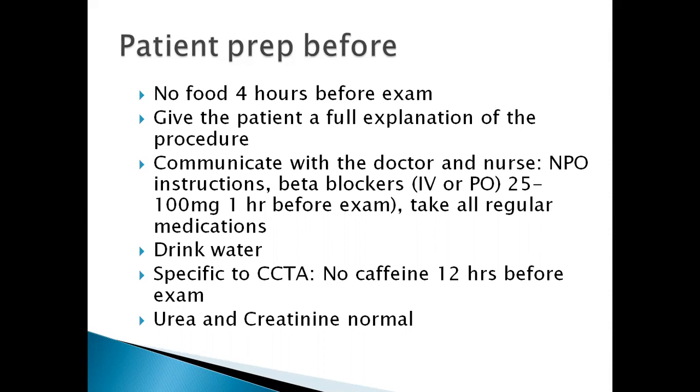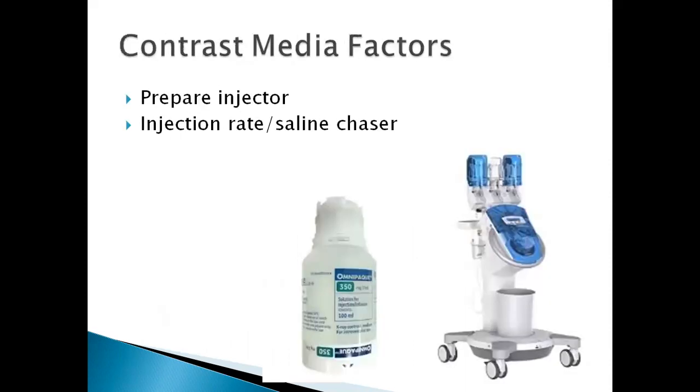And then you also want to find out about the urea and creatinine. Make sure that blood was taken and the urea and the creatinine is normal, and that you actually get a copy of that and you put it in the file also. So just hearing that it's normal is not enough. You have to make sure that it's in the file. And then the other thing that you have to make sure is prepared is the injector and contrast media factors. So you prepare your injector, and you need to decide on your injection rate.